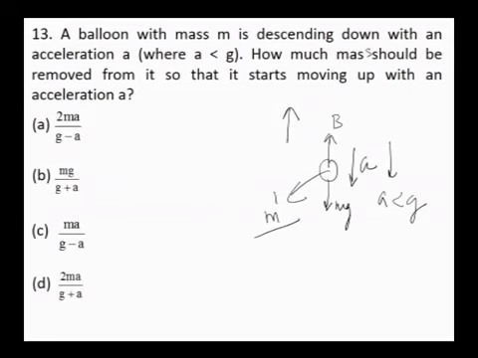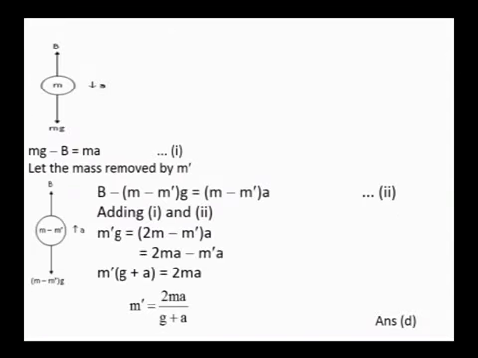So, there are 4 options: 2ma divided by g minus a, mg divided by g plus a, ma divided by g minus a, 2ma divided by g plus a. So, we shall see here. Look, as I explained to you, in the equations of motion, mg acts in the downward direction, and the opposing force is in the opposite direction, which is equal to m into a, call it equation 1.